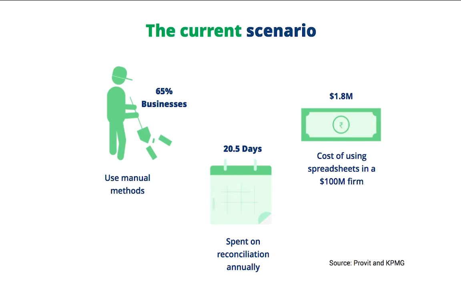So, if banking is so important, how are we doing it at present? We have some stats for you. We took it from a KPMG study. It says that 65% of businesses use manual methods to take care of banking. This involves using spreadsheets. Then, close to 20.5 days are spent on reconciliation annually. And lastly, $1.8 million is spent on getting your accounts ready if you use spreadsheets. This number is, however, applicable to a $100 million firm. So you can apportion it accordingly for your company.